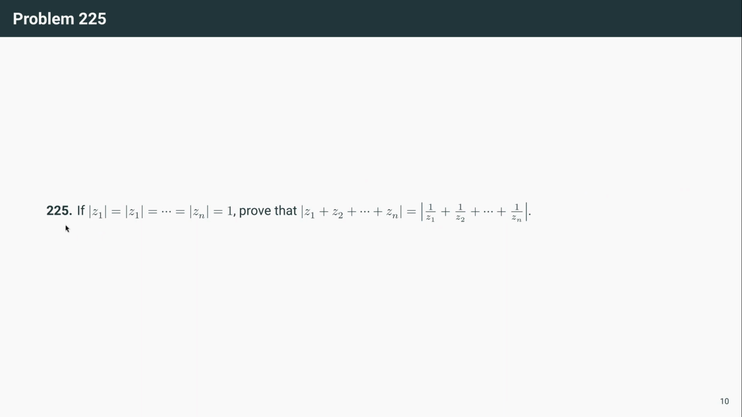Question 225 says that if mod z1 is equal to mod z2, is equal to 2, and so on up to mod zn is equal to 1. Prove that mod of z1 plus z2 up to zn is equal to mod of 1 by z1 plus 1 by z2 plus up to 1 by zn.